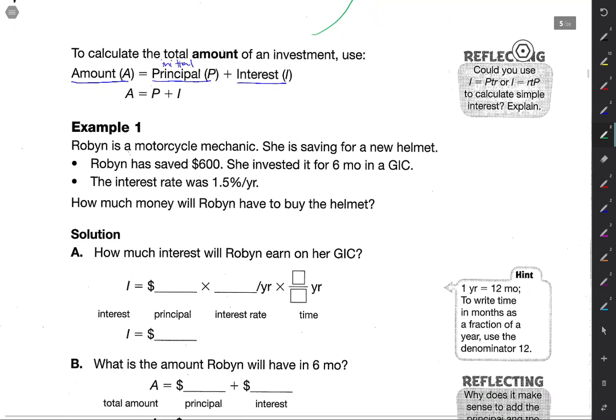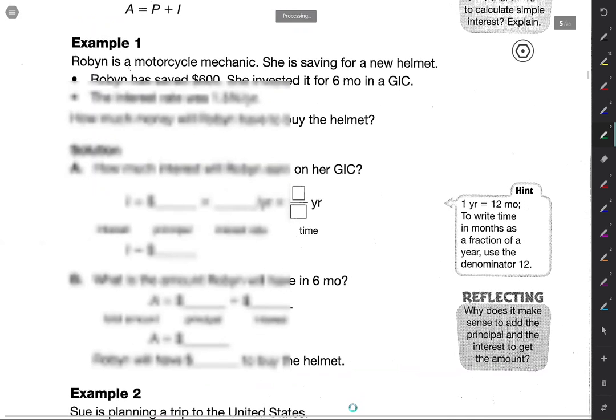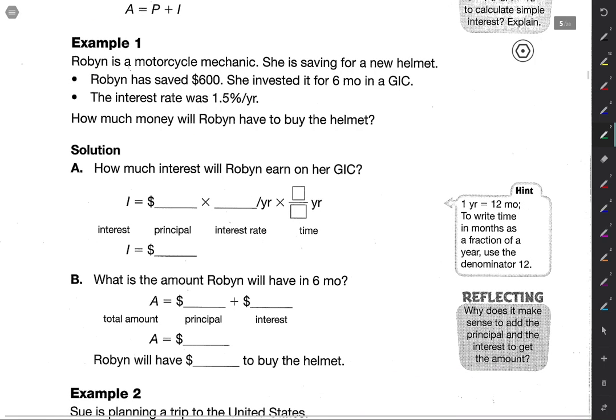Robin is a motorcycle mechanic. She is saving for a new helmet. Robin saved $600. She invested it for 6 months in a GIC. The interest rate was 1.5% per year. How much money will Robin have to buy the helmet? So how much interest will Robin earn on her GIC?